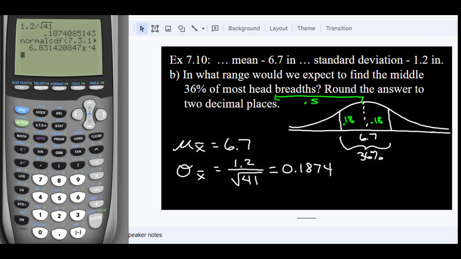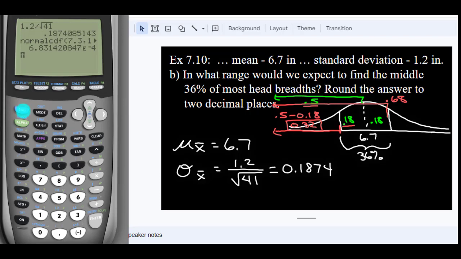So since our calculator always finds area to the right, if we want to find this area from here this way, we're going to take this 0.5 and subtract the 0.18. So 0.5 minus 0.18 is going to be 0.32. That's going to be the first number we're going to find. The second one is easier because we're just going to add these two numbers together, the 0.5 plus the 0.18, so that's going to be 0.68. So let's find these two boundaries, and here we go.